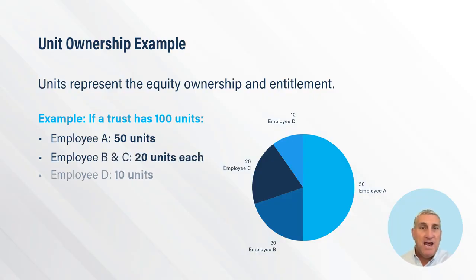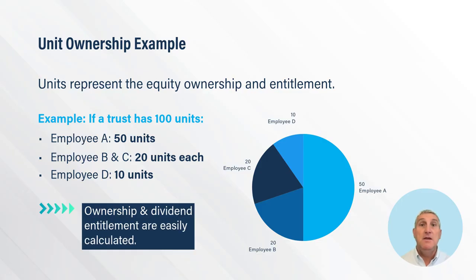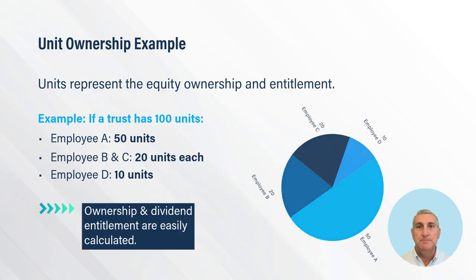the last one owns 10, then we can simply work out very easily their respective percentage ownership, which also is equivalent to their respective equity ownership of the underlying shares. Their respective percentage entitlement to income, for example, dividends that are paid into the trust, are then allocated based on units.